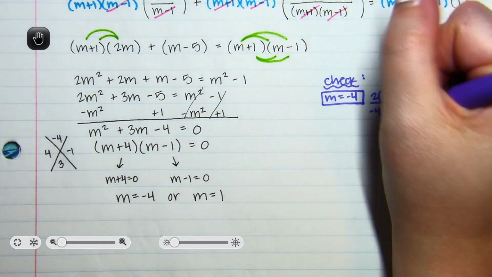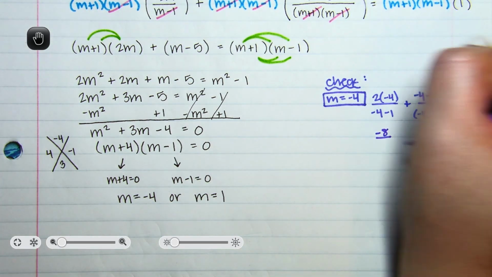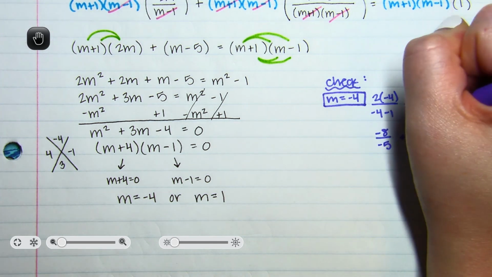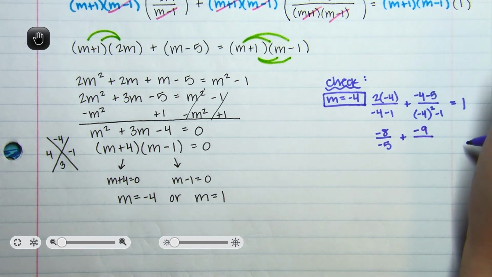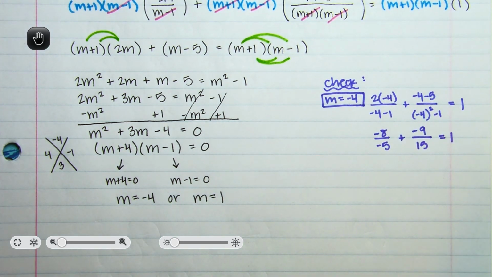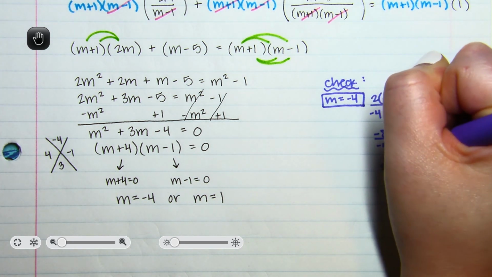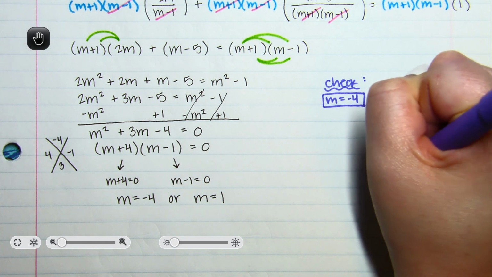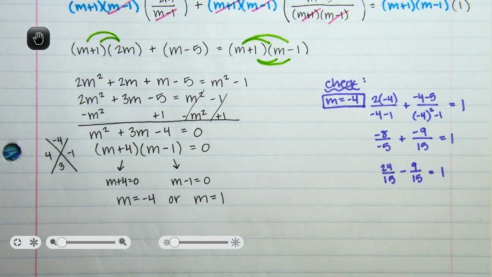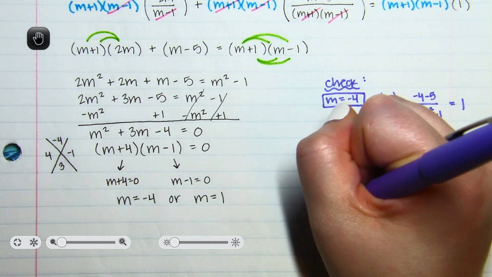Then if I simplify that, I end up with -8 over -5 plus -9 over 15 equals 1, which if you were to keep simplifying that and get common denominators, I'll save you all of the steps. If you want to see it, go ahead and ask me. This would be 24 over 15 minus 9 over 15 equals 1, and that's 15 over 15, which is 1, so it works. But we have to still check the other one.